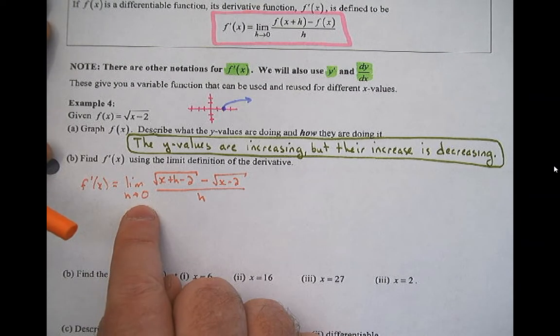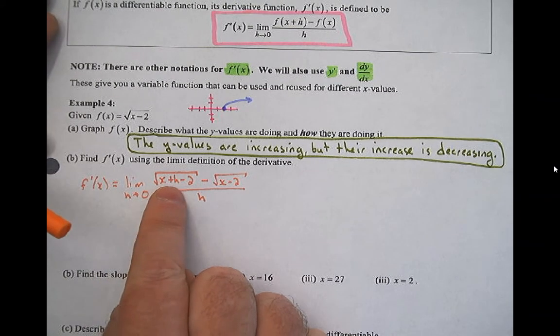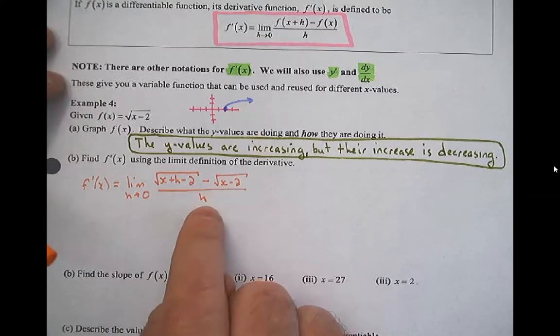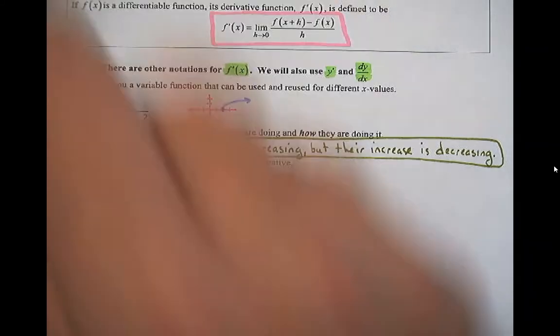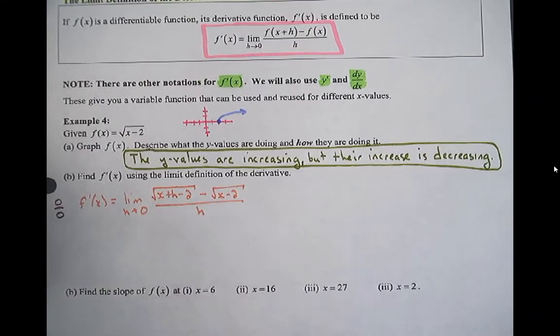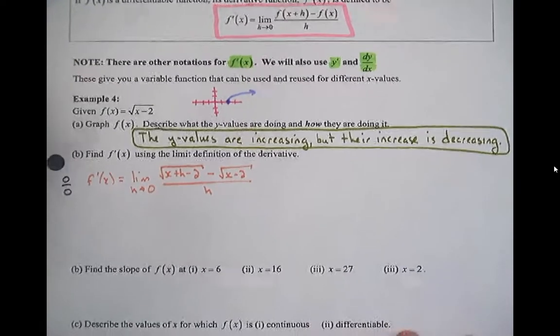Plug in 0. So when I plug in 0, I get root x minus 2 minus root x minus 2 over 0, which is 0 over 0. So when I direct substitute, I get 0 over 0, which means there's a hole, and now we've got to figure out where that hole is.